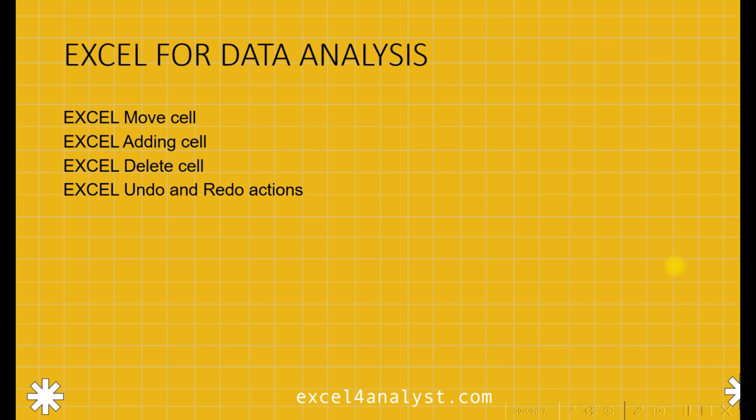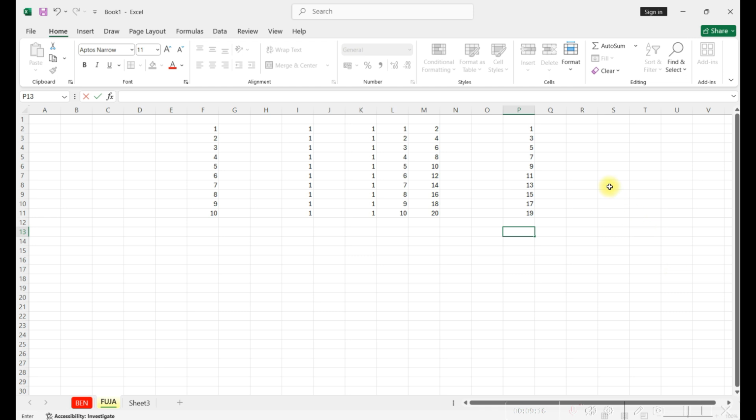This function: moving cell, adding cell, deleting cell, undo and redo actions. Now let's go to our Excel sheet. You can see we filled this with odd numbers, so I can decide to add these columns together. I can just come here, write my formula, equal to, then sum. Don't worry, I'm going to teach you all these formulas. I open my brackets, I have my first cell, I have my semicolon, and then I click the last cell and I close the bracket.